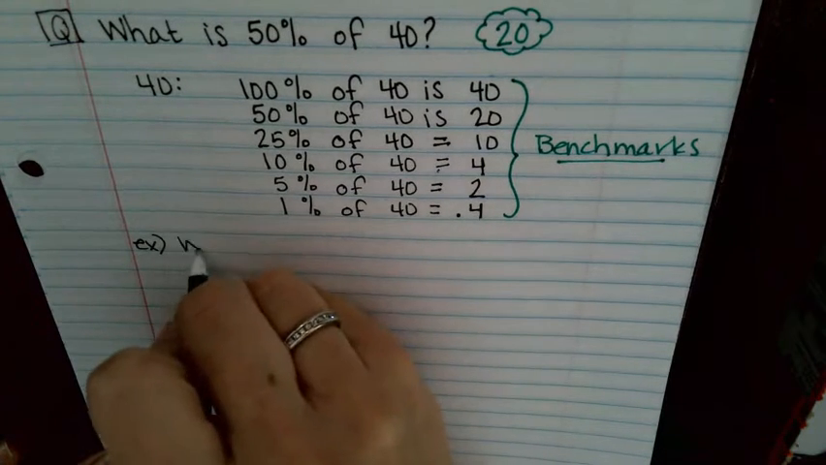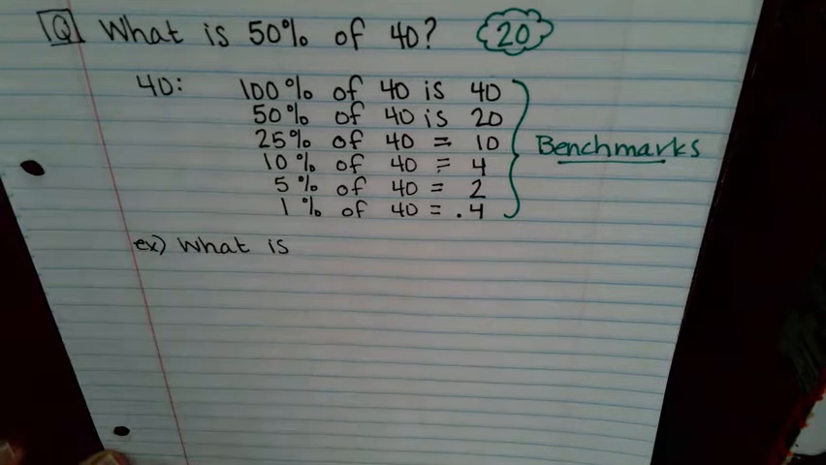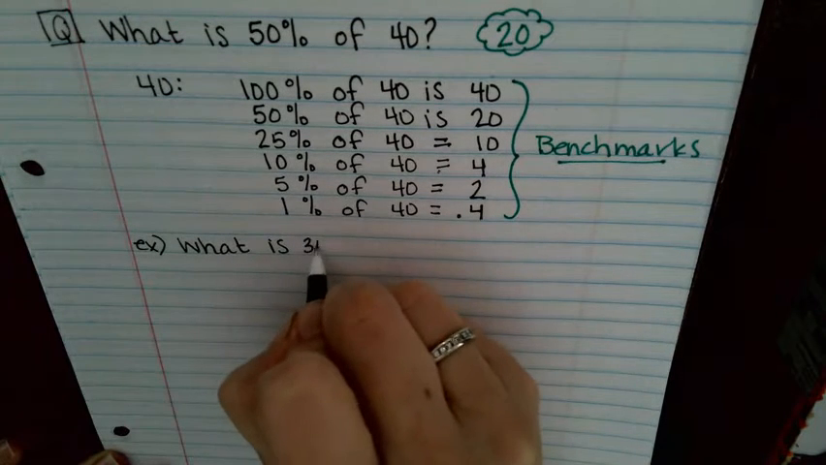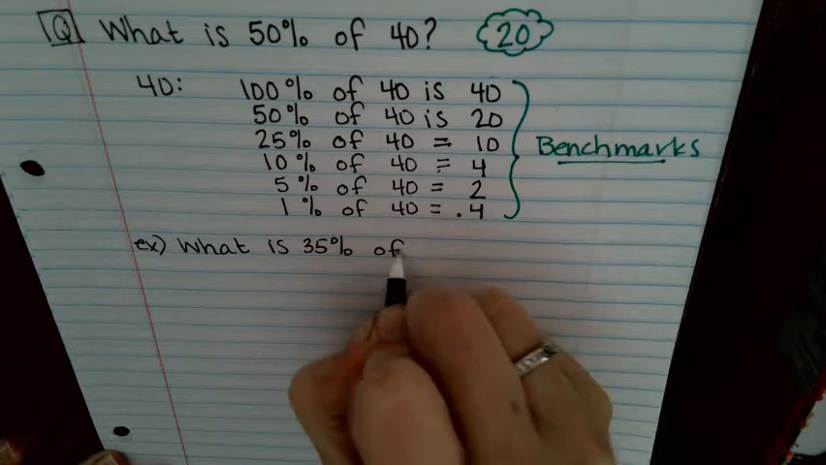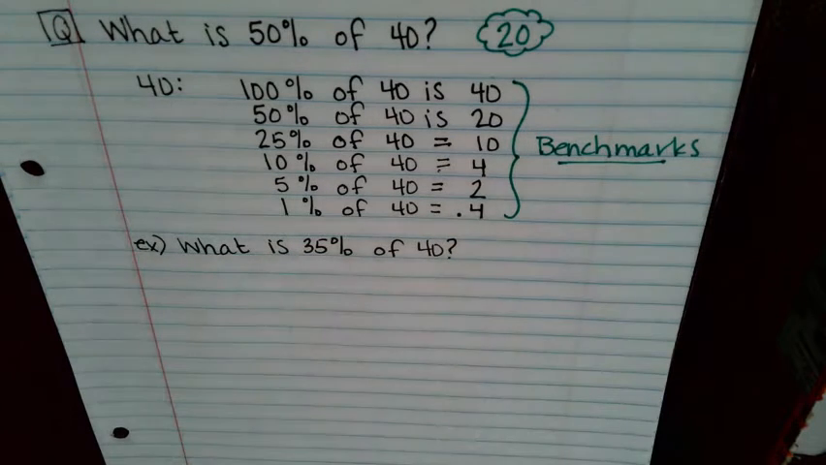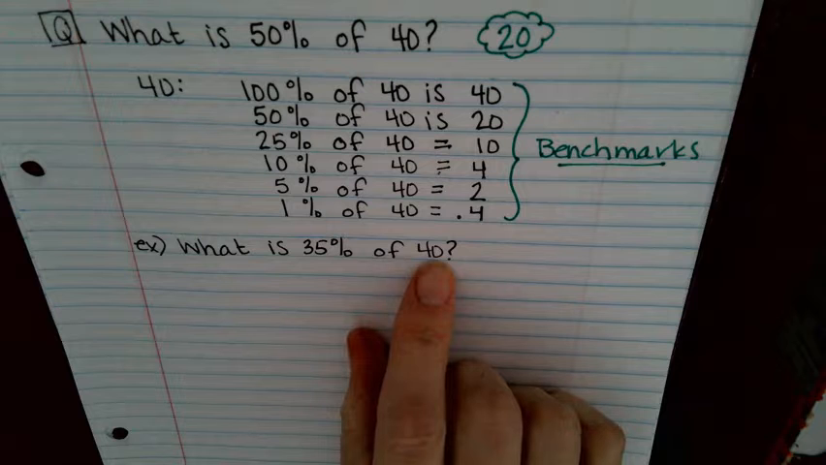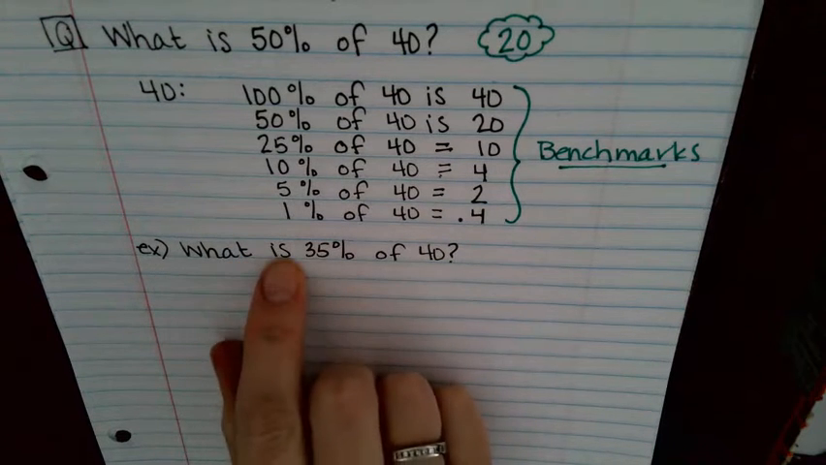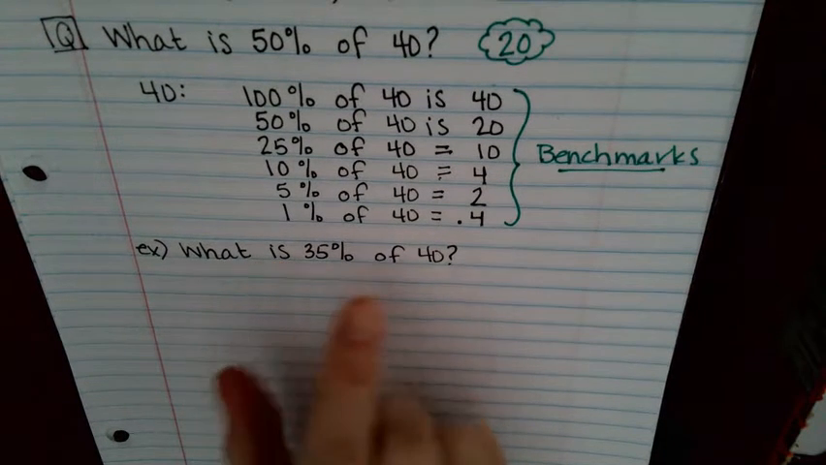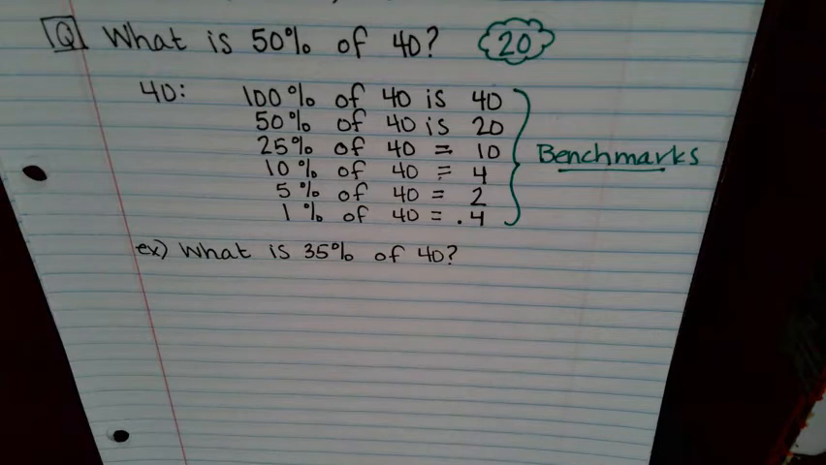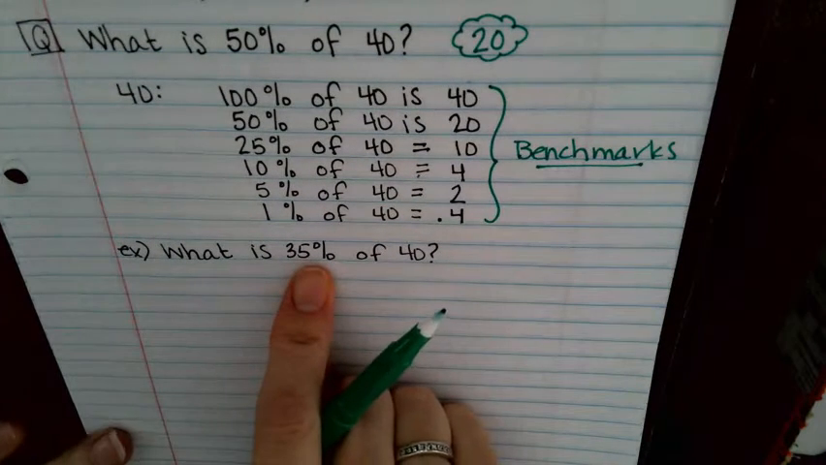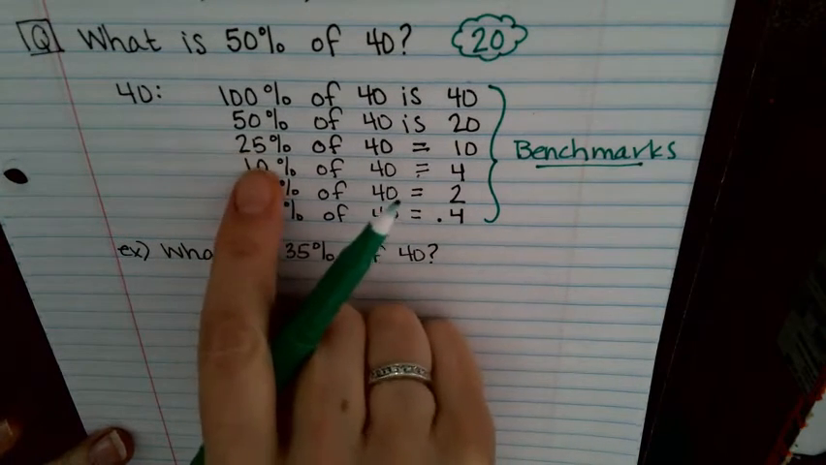What is 35% of 40? So notice 40 is the whole amount, right? Because it's 100%. I'm looking at what part of 40 35% is, right? So I'm going to think about all of these benchmarks that I had above. So let's see. I can find 35% by adding 25% and 10%.